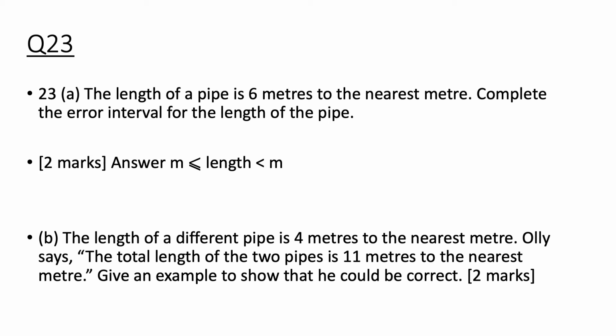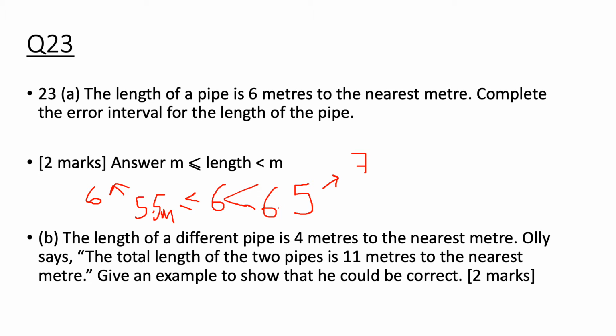Okay, so question 23 says the length of a pipe is 6 meters to the nearest meter. Work out the error interval for this pipe. So 6 meters means that the lowest it can be is 5.5 meters, and the highest it can be is obviously 6.5. But note here, guys, that it's less than 6.5 and bigger than or equal to 5.5. That's because rounding 6.5 up gives me 7, which is why the inequality is strictly less than there. And then it's bigger than or equal to because 5.5 rounds up to 6.